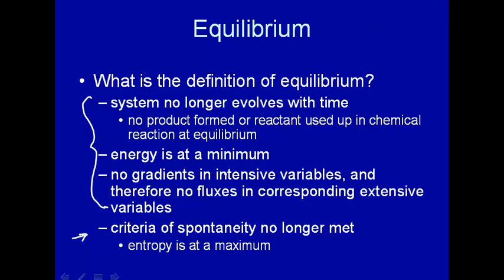There are no gradients in intensive variables, and therefore no fluxes of corresponding extensive variables. We talked about this a little bit. Let's take, say, the variable electric potential. For instance, if you have a battery and you hook this up with a wire, electrons will flow. That's the extensive variable associated with the electric potential in the battery. Electrons will flow from a region of high electric potential to a low one.